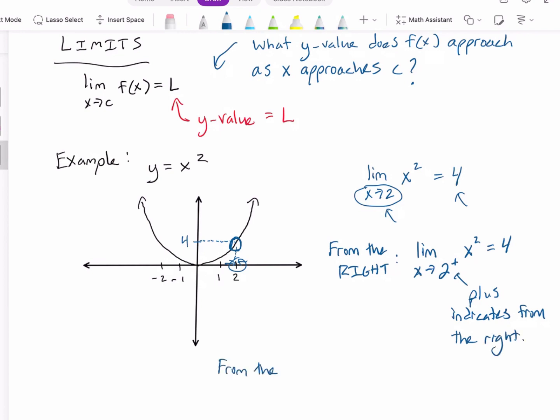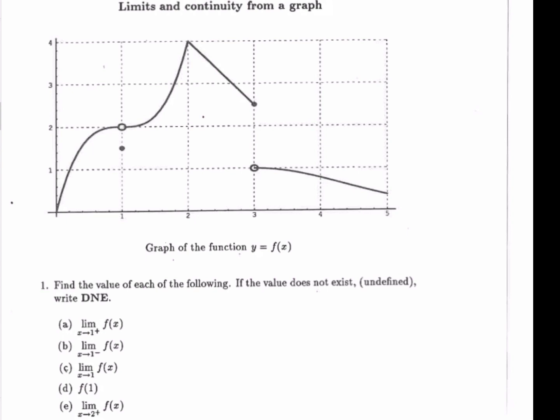Likewise, we approach 2 from the left, and we write the limit as x goes to 2, and then I put a little negative mark, of x squared equals 4, and the negative indicates that we're approaching 2, but from the left. This is the graph of some function, f of x. Let's put these ideas together as far as limits go.